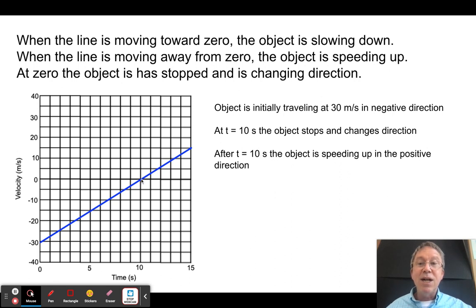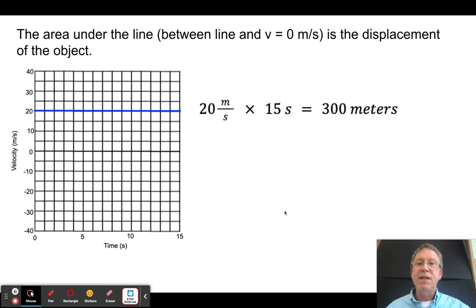When I get to here at 0, I'm not moving. And at this point here, I'm starting to move faster and faster and faster in the positive direction. All right, so please keep in mind, as we approach 0, we are slowing down, regardless of the slope of the line. As you get closer to 0, you're going slower.